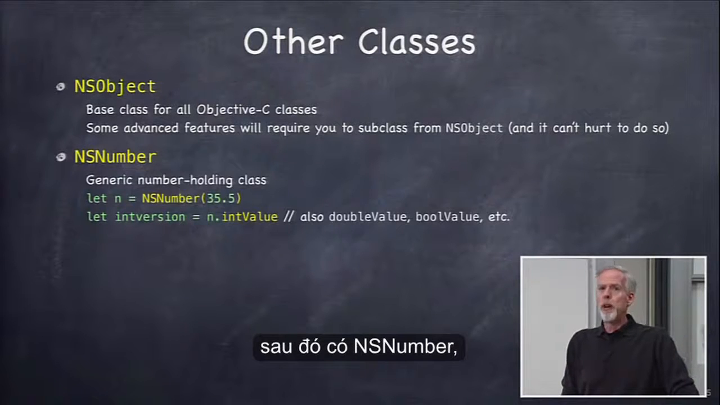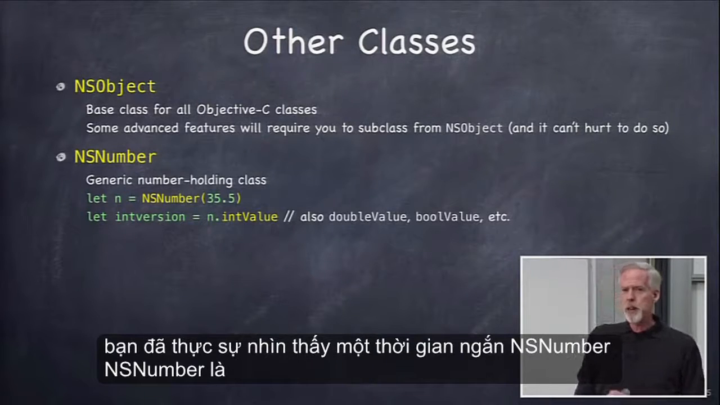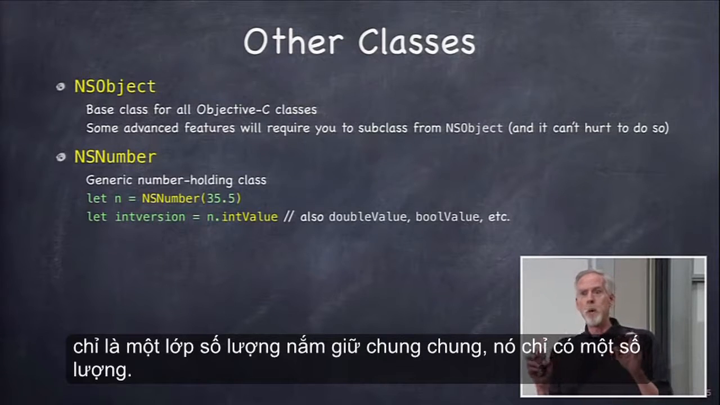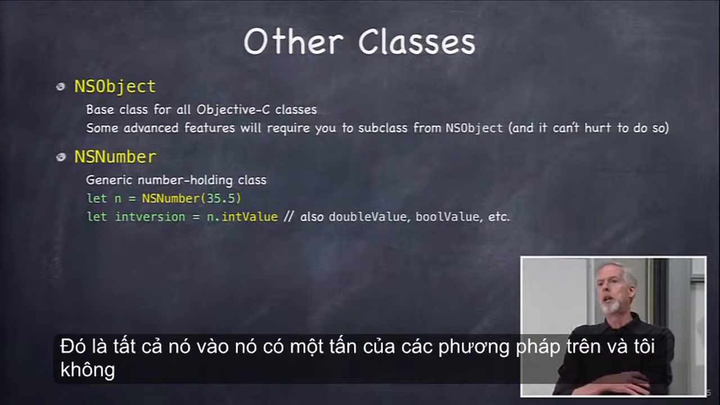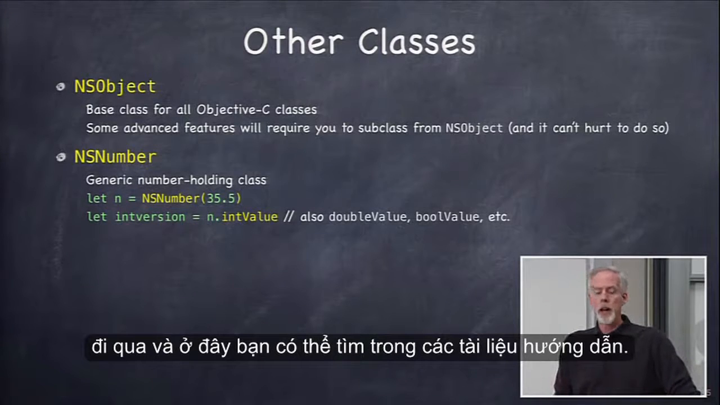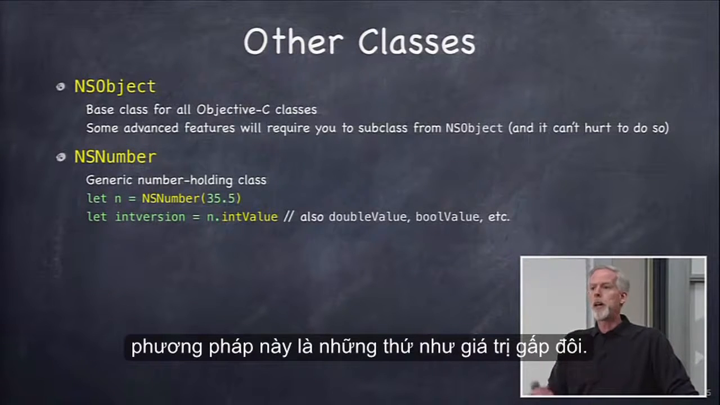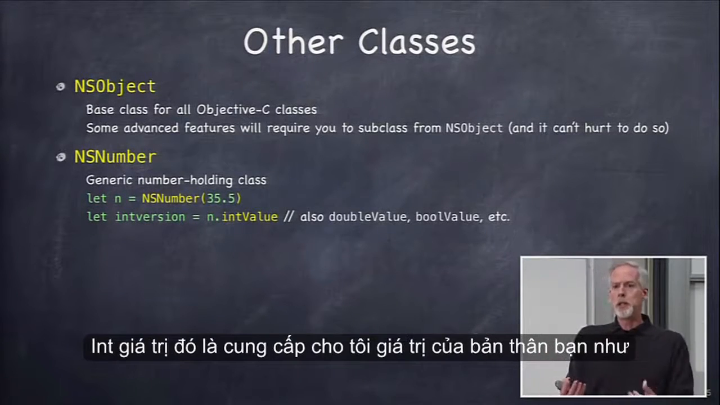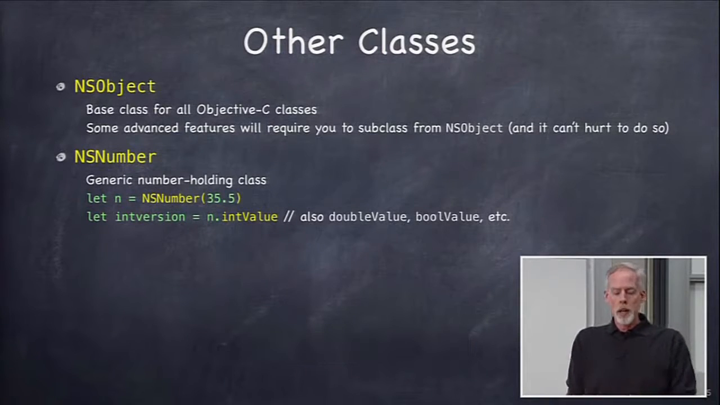Then there's NSNumber. You've actually briefly seen NSNumber. NSNumber is just a generic number holding class. It just holds a number. That's all it does. And it has a ton of methods on it. I'm not going to go through them here. You can look in the documentation. But the methods are things like doubleValue, intValue, which is give me your value as an int, as a double, etc.